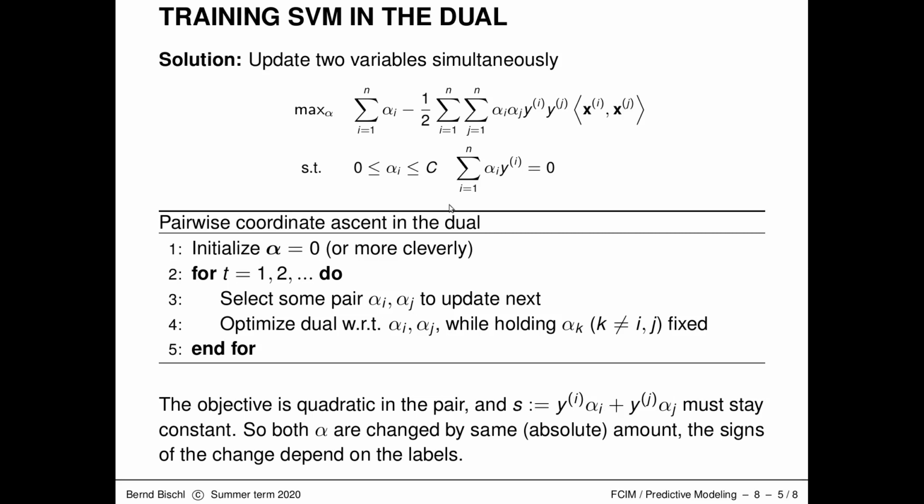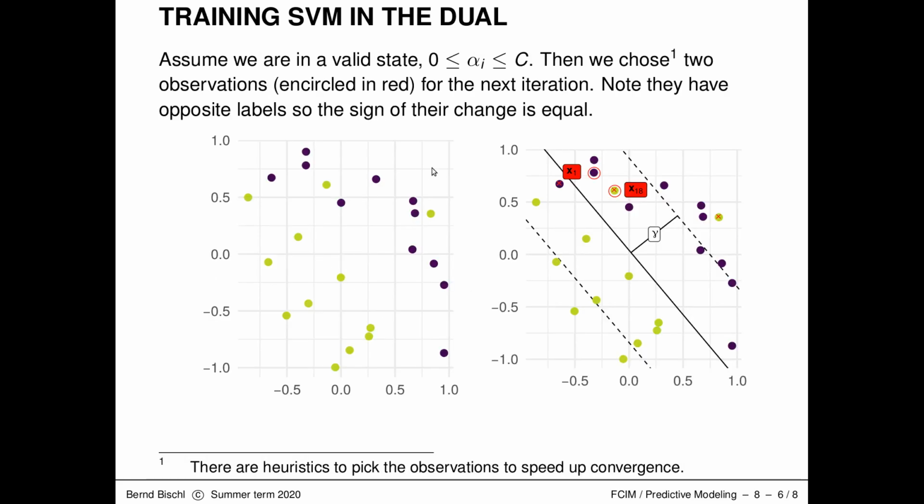And the other thing we have to watch out for is that we are also staying here inside of these box constraints. And I have now visualized this on the next slides. So assume that we are in a valid state, and everything is feasible. And now we will choose a certain pair of observations. And yes, there are heuristics to do this quite cleverly to speed up convergence, which I will not discuss here. So we will now pick these two observations here.